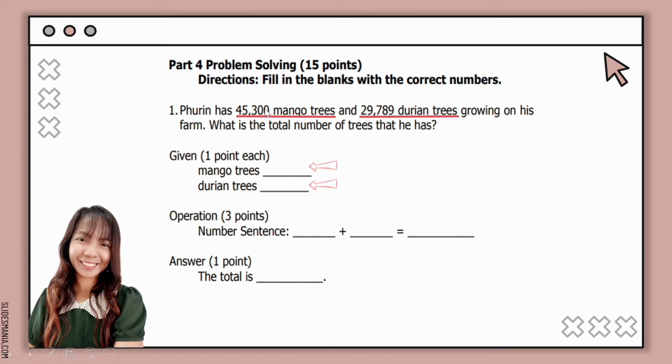Okay, just write again the numbers here, and this number here. And then you have to add the two numbers and write your answer here. Whatever your answer is, you have to write down here as well. Okay? So the total is blank.